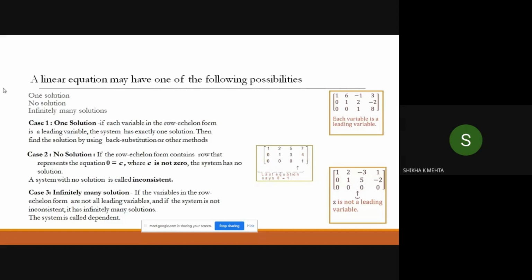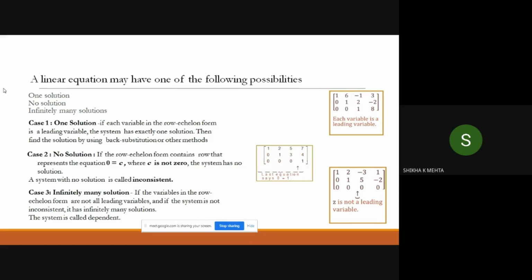So here, if we have a row echelon form in this form, each variable is a leading variable. Then no solution if the row echelon form contains a row that represents the equation 0 = C. If we have three variables, let's say X, Y, Z or A, B, C, where C is not 0, the system has no solution. Here we have 0, but its corresponding value is equal to 1. So these are contradictory statements, the equations are inconsistent, so we say it has no solution.